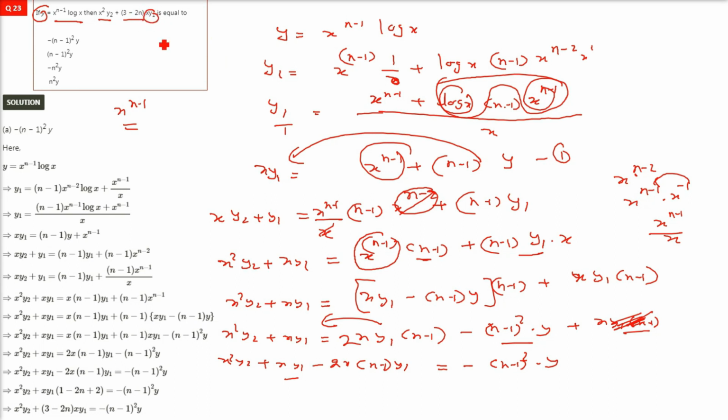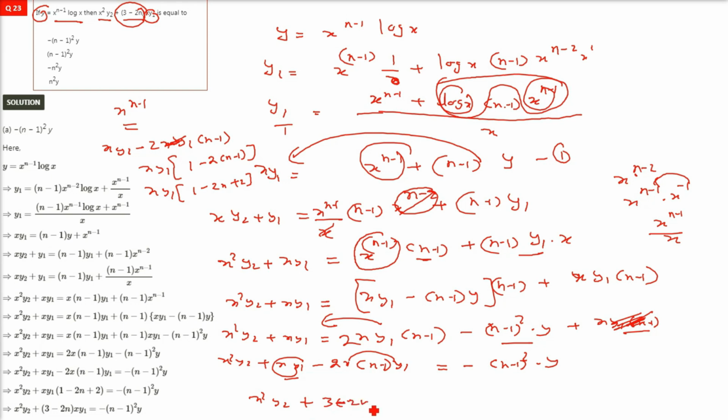Okay, this is the basic thing. Now this is x y1, this is x y1, they both have the x y1 term. So x y1 minus 2 x y1 into n minus 1, you can just take x y1 common, it will be 1 minus twice of n minus 1, and this is going to be x y1 into 1 minus 2n plus 2. So this is 3 minus 2n, and that is what we wanted. x square y2 plus 3 minus 2n into x y1 is equal to negative n minus 1 whole square into y. This is your final option.